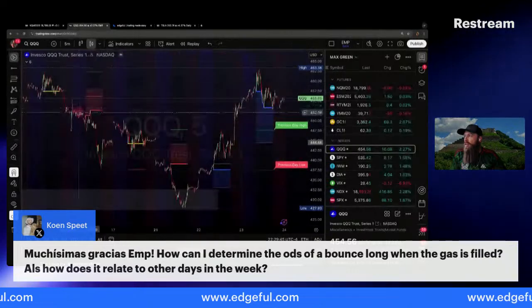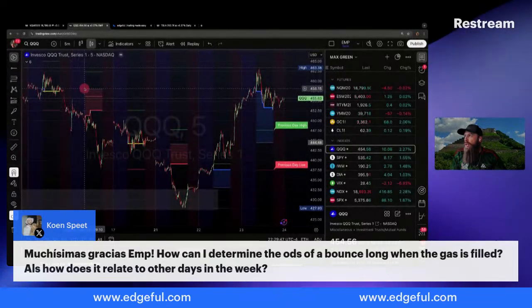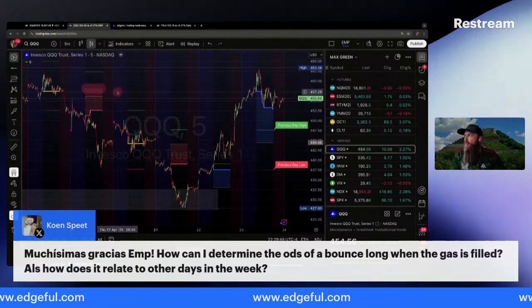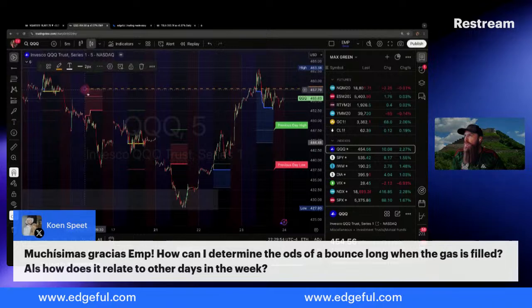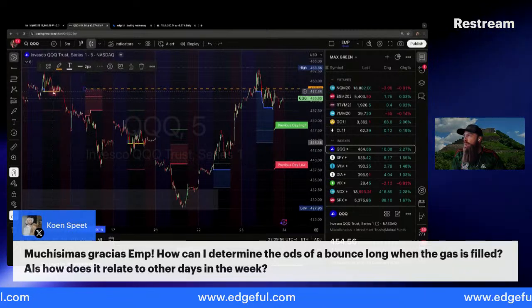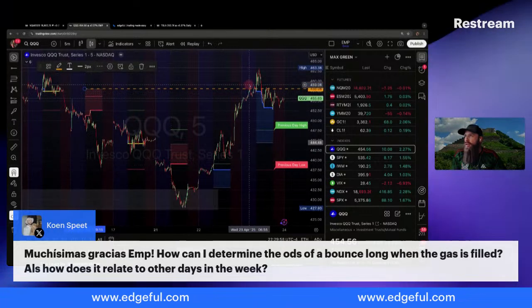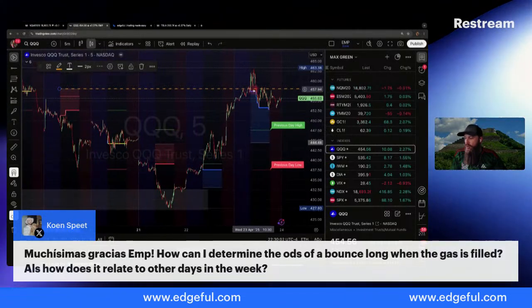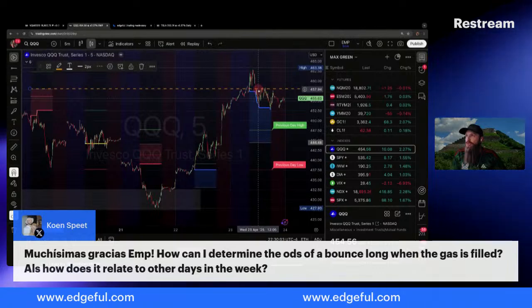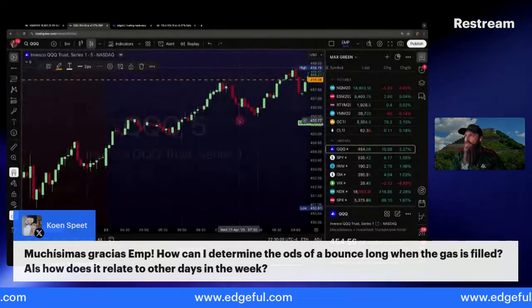Now look at this right here. There's a gap that was not filled yet. Let me just draw this. If I put it right here, where was this gap? This gap was right here. This is based on the close from last Tuesday. And look what happened when we got up here to this gap. Zoom in. Look where this gap was.